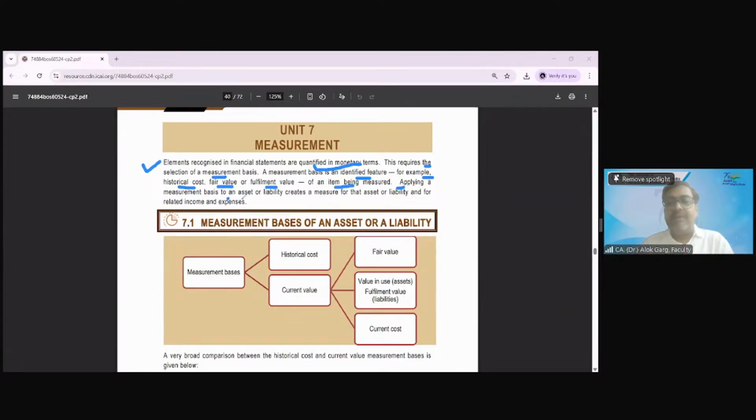Applying a measurement basis to an asset or liability creates a measure for that asset or liability and for related income and expenses. To cut a long story short, your element of financial statement can only be recorded when it has a monetary value. And how this monetary value can be arrived at is given in this framework, right? This framework says that there are two kinds of measurement value. Number one, historical cost. Number two, current value.